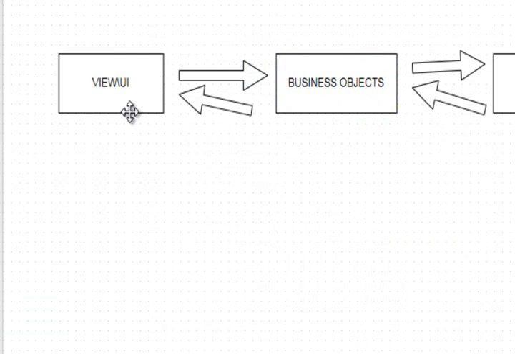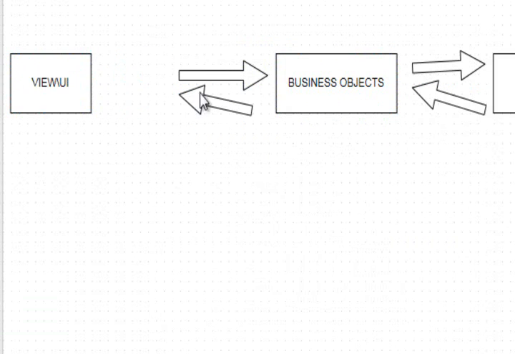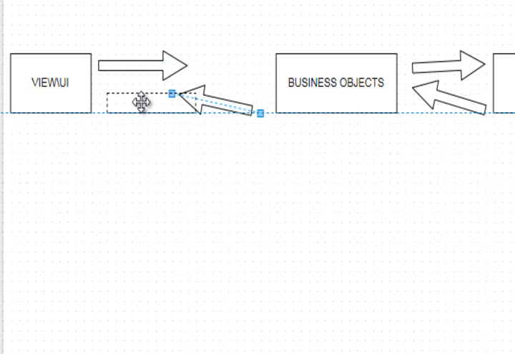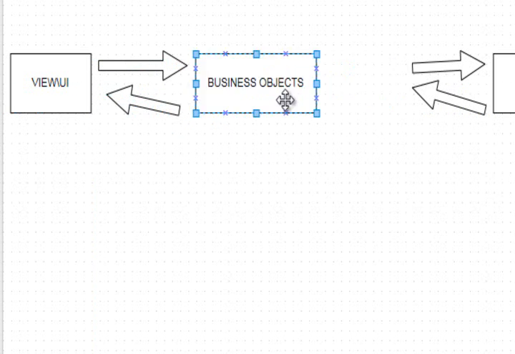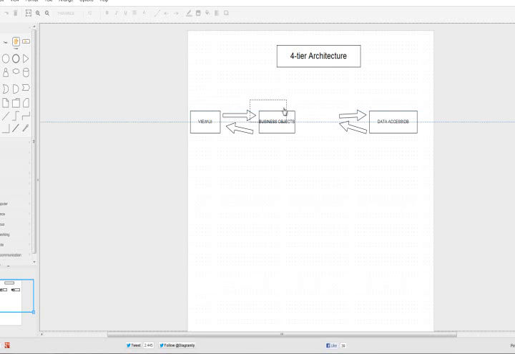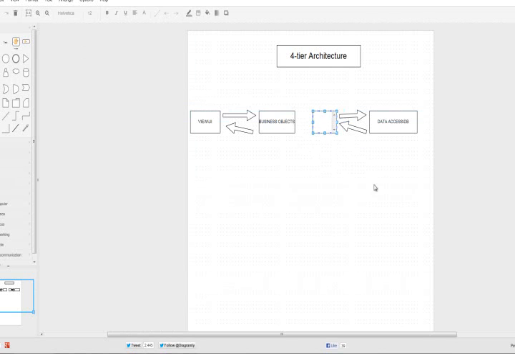So it will be, so the name of the new layer will be business access layer.